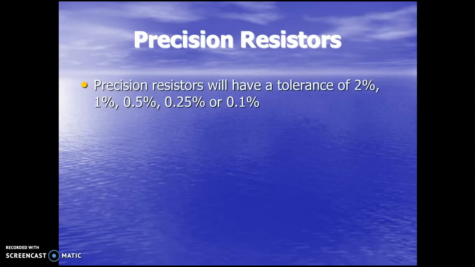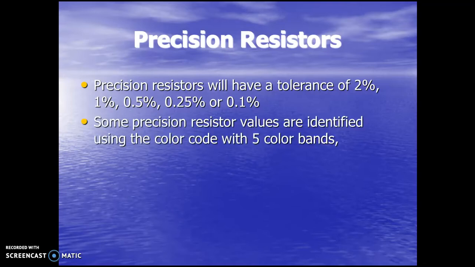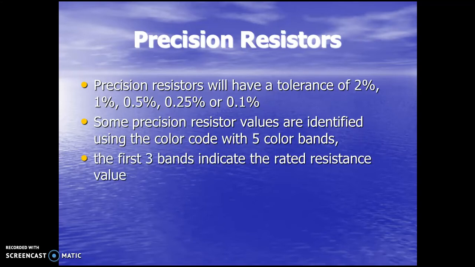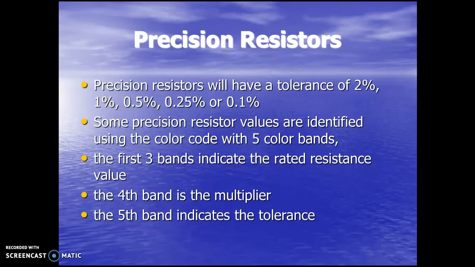We also have precision resistors, and these have a tolerance of 2%, 1%, 0.5%, 0.25%, or the most precise ones, 0.1%. And many of these will use 5 color bands because they have higher accuracy. And in these cases, the first 3 bands indicate the rated resistance value, the 4th band the multiplier, and the 5th one the tolerance.